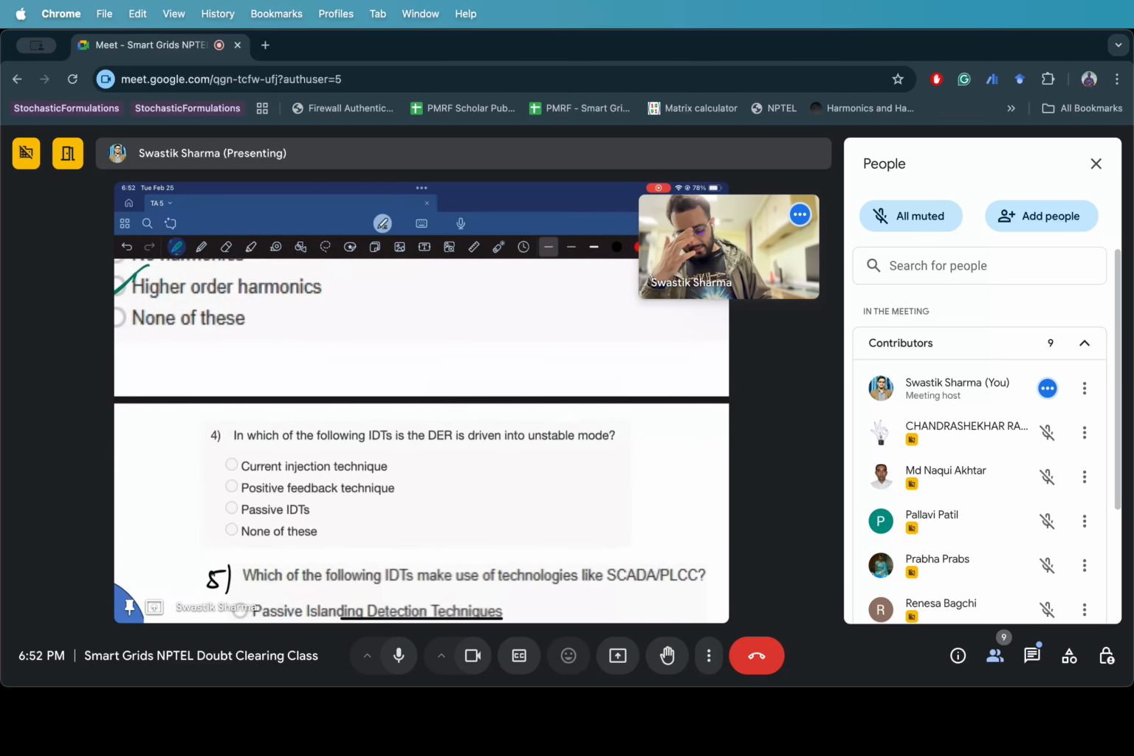Fourth, in which of the following IDTs is the DR driven into unstable mode? This we covered at length. There's only one answer to this. We deliberately shift the frequency or voltage in such a way that it causes a positive feedback that leads to the DR being driven into unstable mode, and that happens in the positive feedback technique. So we discussed at length. I don't know why you're not answering.